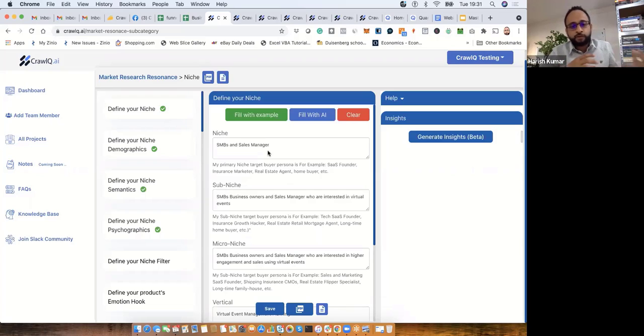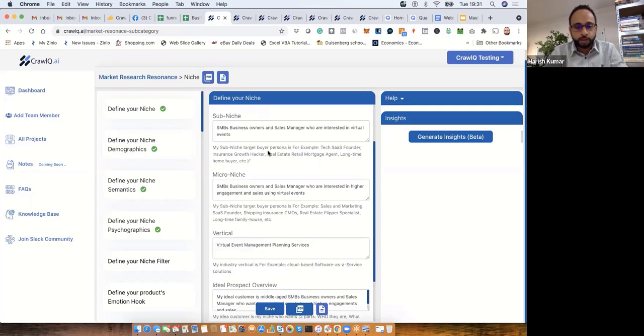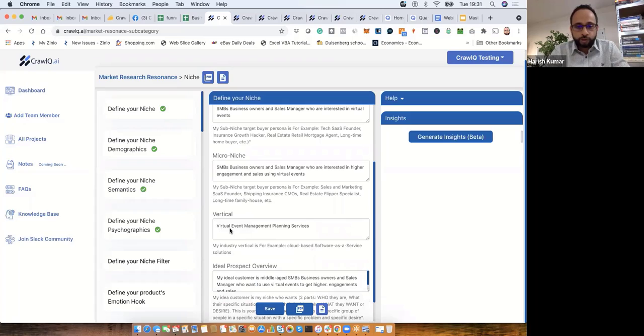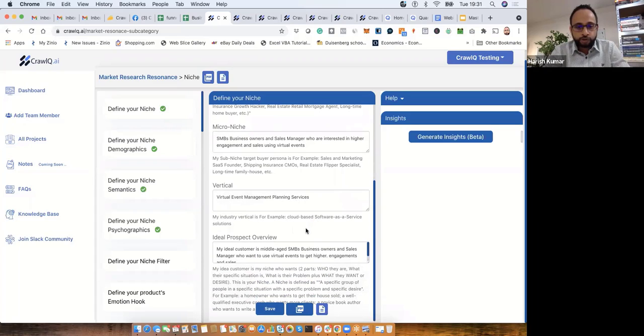Of course, then there are several factors. Which stage of market maturity you are at, whether your product is first to claim your market, or there are competitor products out there. There are so many factors, right? But still this approach helps us frame our mindset: this is my target audience, and this is how I am going to present my service or product to solve the specific pain point of this target audience. So then, of course, the vertical was virtual event management and planning services. An ideal prospect in this case was, my ideal customer is a middle-aged SMB business owner or sales manager who wants to use virtual events to get higher engagement and sales.